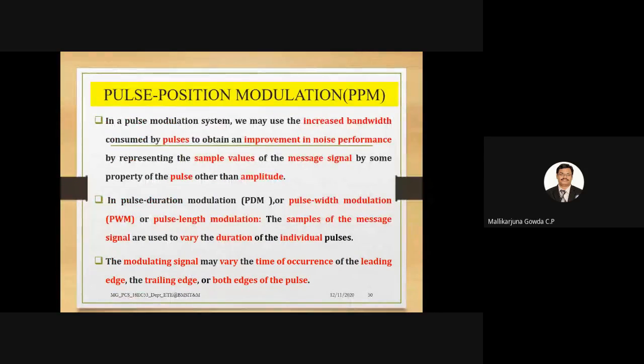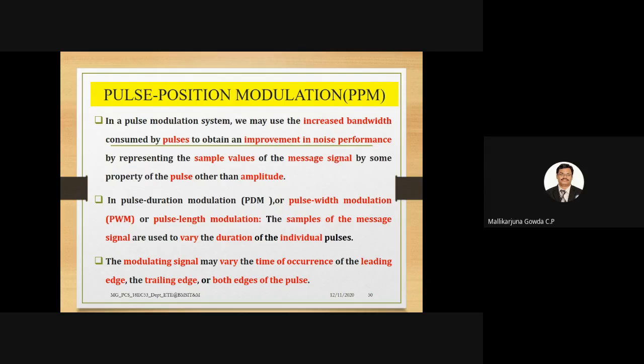I said that with the increase of the bandwidth consumed by the pulses, we will be able to find the improvement in noise performance, by representing the sample values of the message signal by some property of the pulse other than amplitude. What I mean to say is, instead of representing the sample values of the message signal by PAM, if I represent them by either pulse width modulation or pulse position modulation, I will be able to find an improvement in the noise performance.